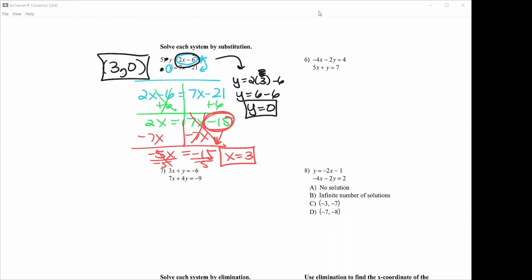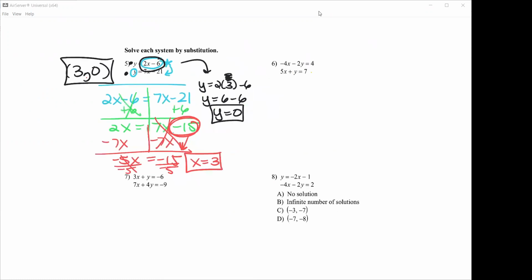Okay, looking at number 6, I still don't see questions. Okay, so this one, again, we want to take one of the equations and substitute it into the other. But neither one of them are x equals or y equals, so we're going to have to fix that. So I noticed that in this equation here, the y has a coefficient of 1, which means I'm not going to have to deal with fractions because I'm not going to have to divide by anything in the end. So I'm going to pick that equation to rewrite.